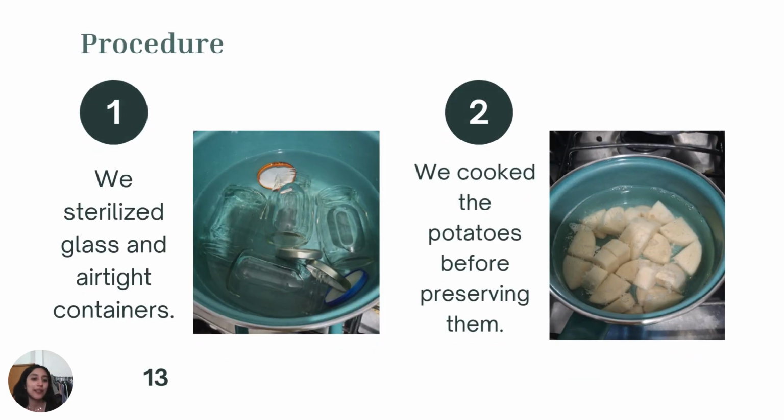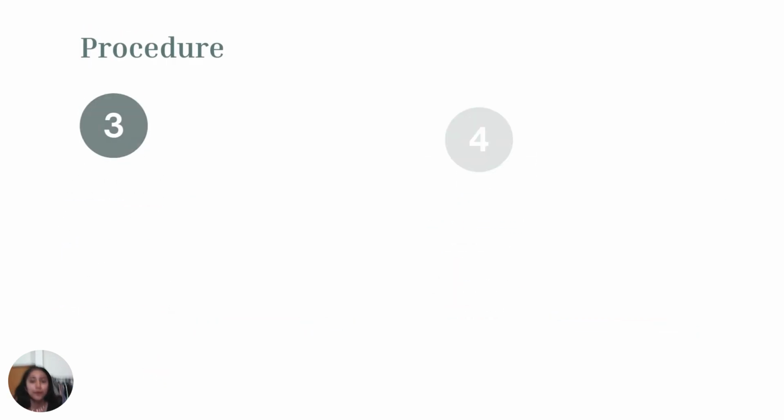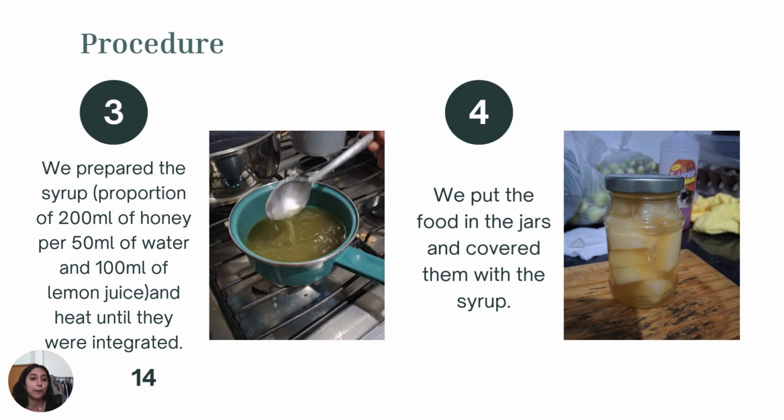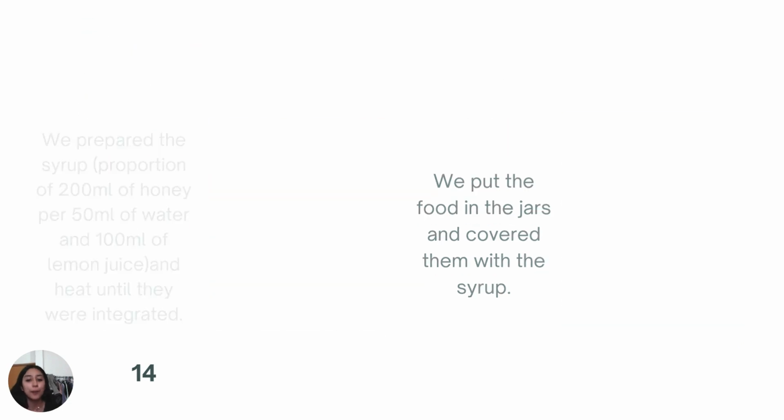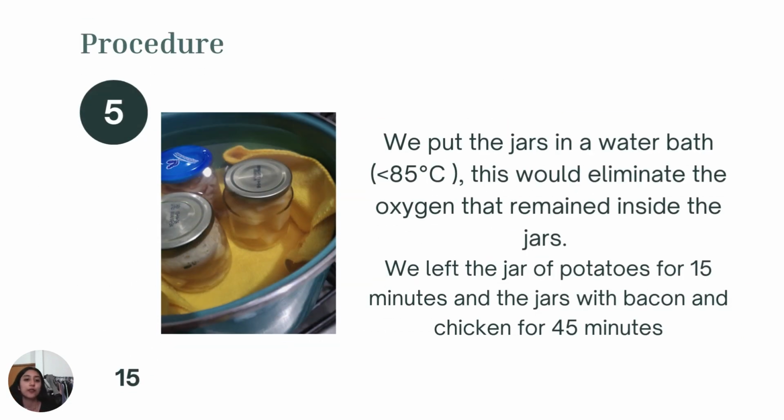First, we sterilized glass and airtight containers, then we cooked the potatoes before preserving them. Then we made the syrup with a proportion of 200 milliliters of honey per 50 milliliters of water and 100 milliliters of lemon juice, and heated it until it was all integrated. Then we put the food in the jars and covered them with the syrup. And finally, we put the jars into a water bath.